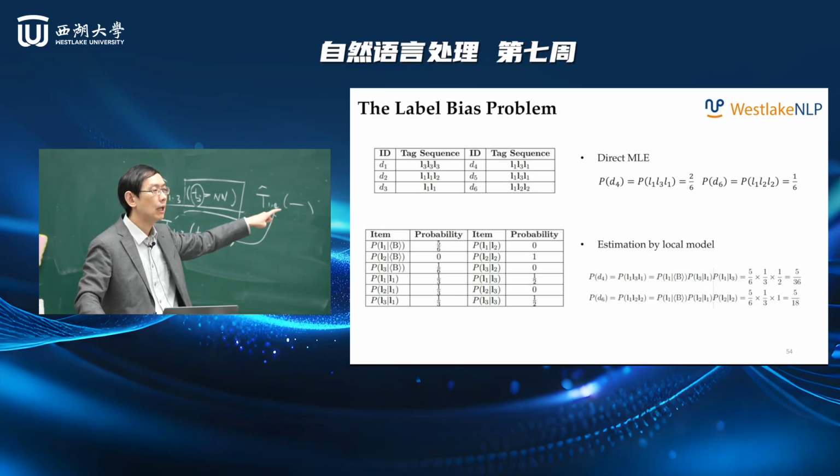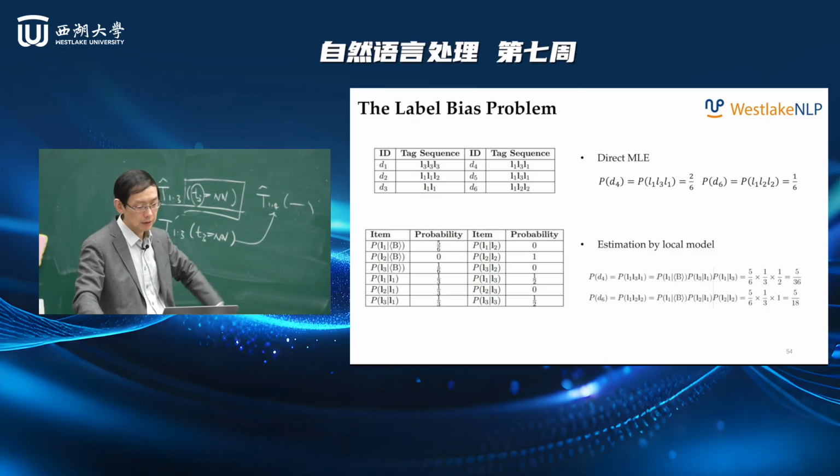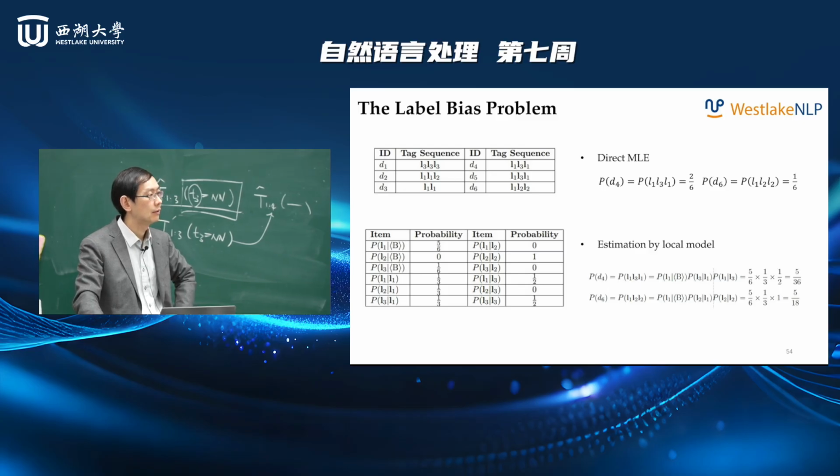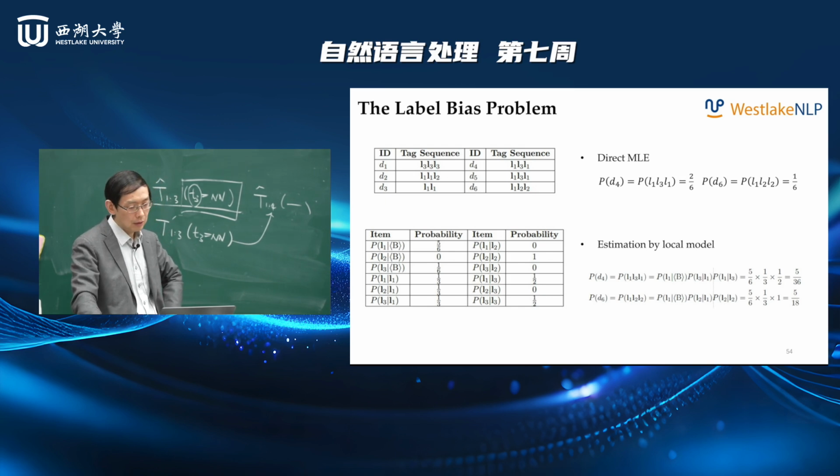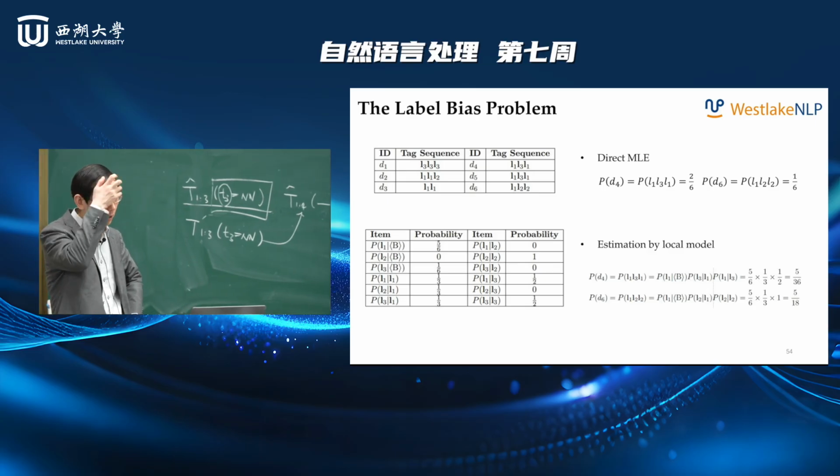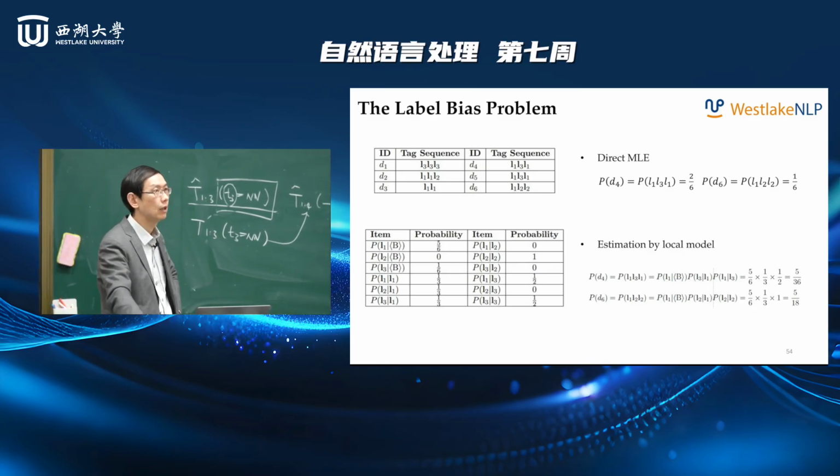You just see how many times a sequence starts with L1, right? It's 5 out of 6. What about L2 given B? Not. 0. What about L3 given B? 1 out of 6, right? So you can do the same for all the other probabilities.